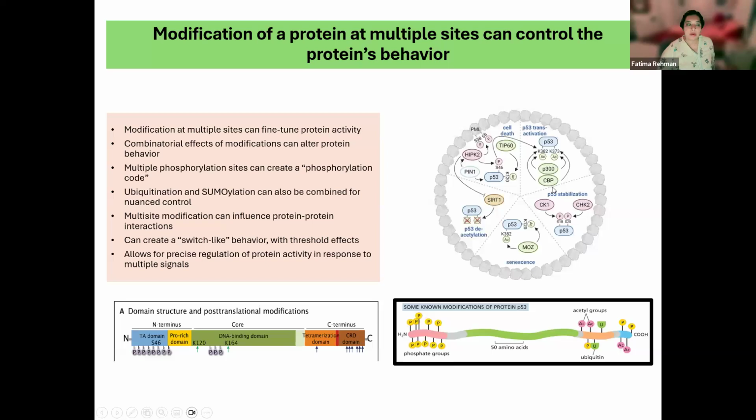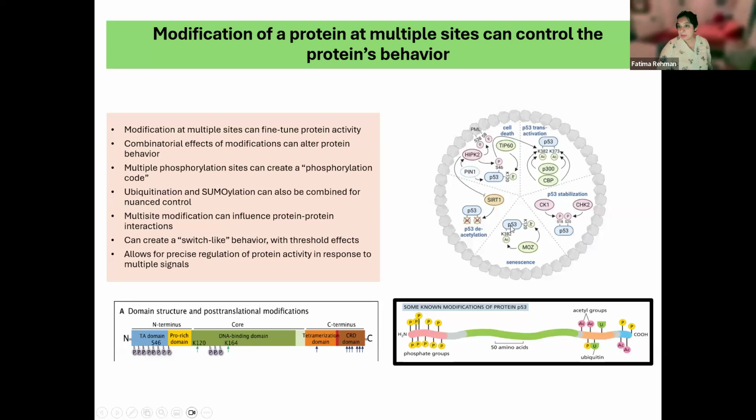Here's an example of how this works in a real life system. Here is a protein that we will learn about a lot throughout the semester. It's the tumor suppressor P53. This protein, depending on its binding partner, so you can see there are many different types of binding partners being shown in different colors and different types of post-translational modification sites. And in each little area, you'll see different functions being represented.